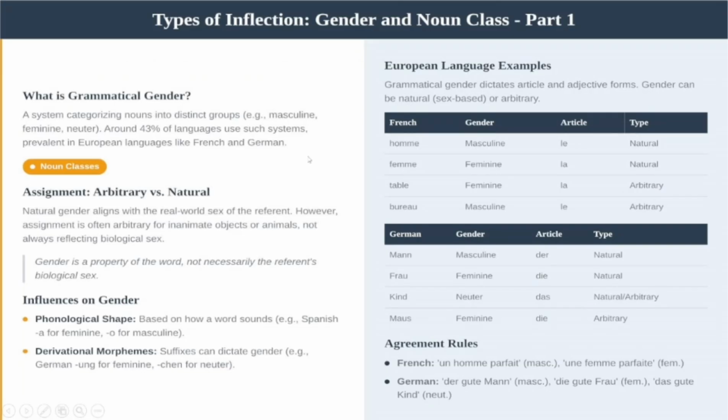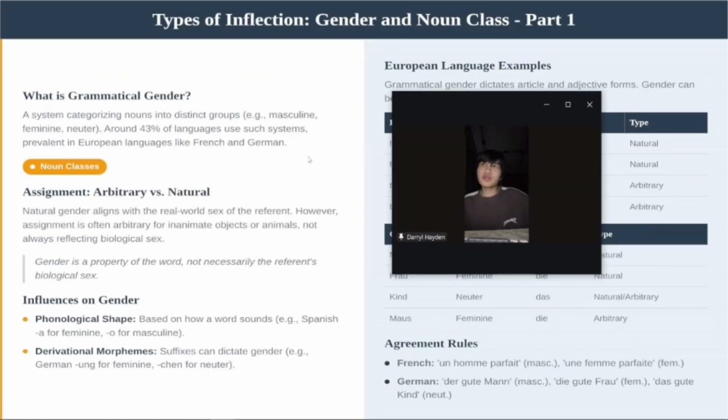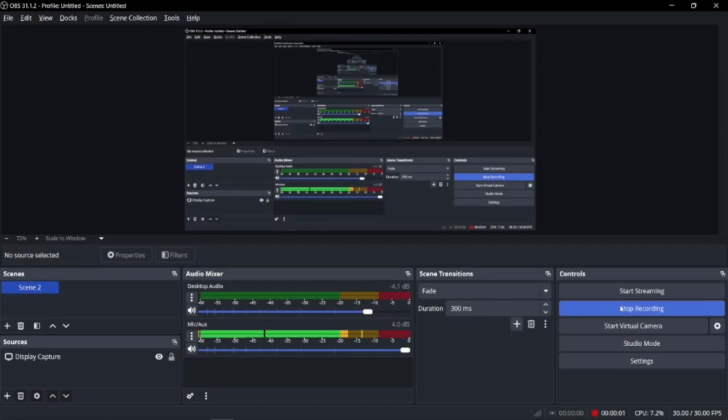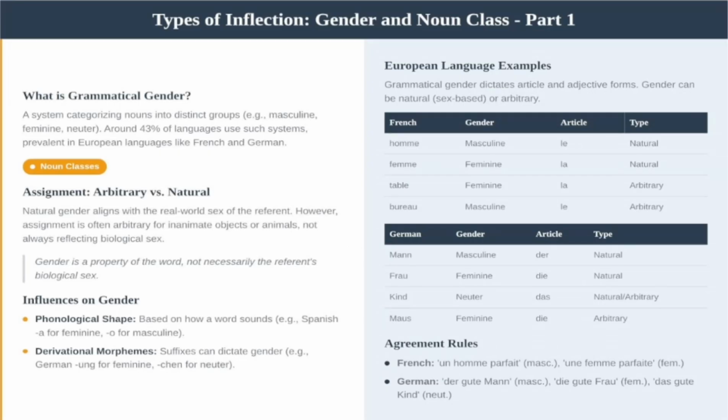And now we move to types of gender and noun class. Okay, this is actually quite complicated. I'm so sorry, miss, but my Zoom ran out of time and I couldn't show my camera anymore. But this is only the last part for my part, so I hope you can tolerate this because it's going to be quite short.